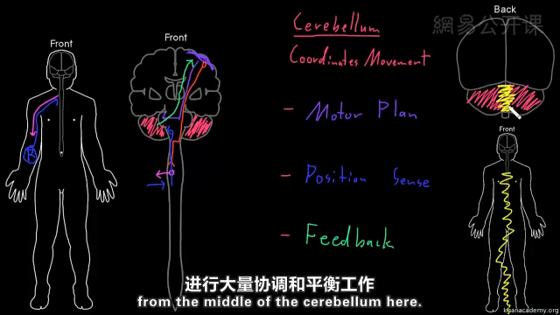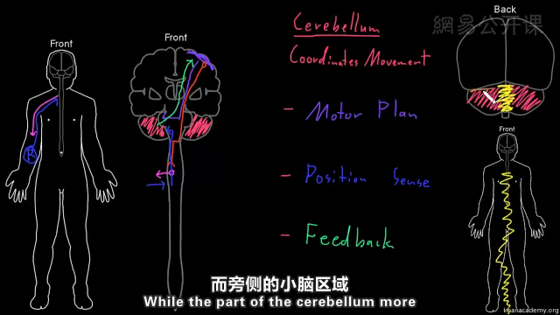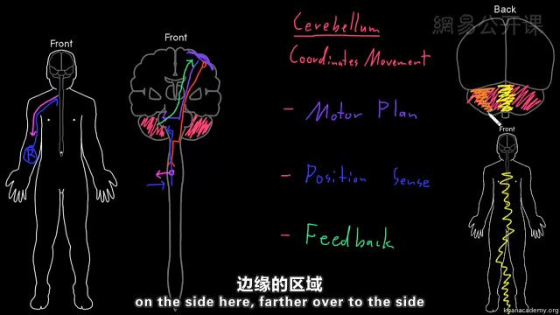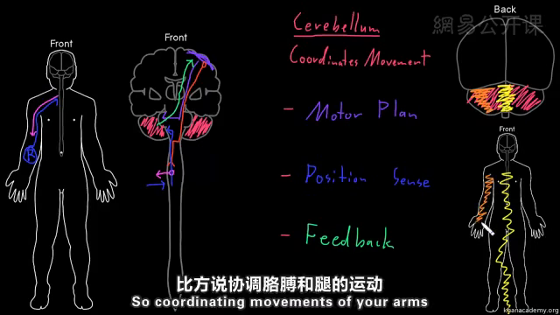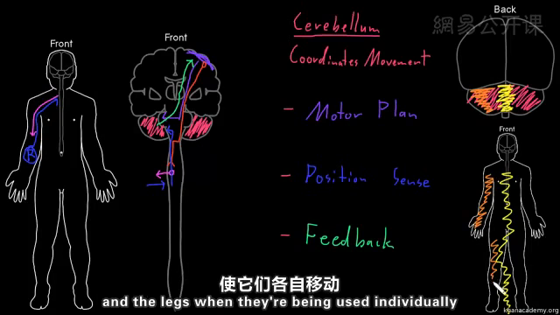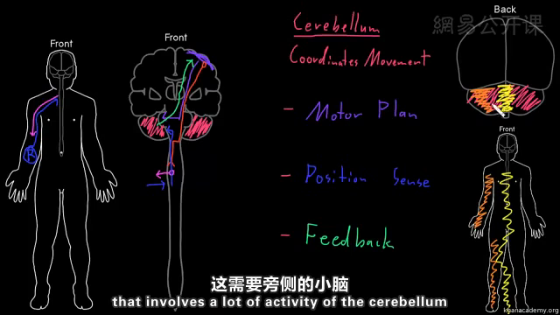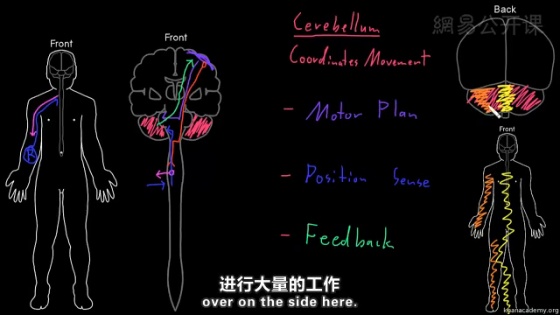while the part of the cerebellum more on the side here, farther over to the side of the cerebellar hemisphere, is more involved in coordinating movements of the limbs. So coordinating movements of the arms and the legs when they're being used individually. That involves a lot of activity of the cerebellum over on the side here.